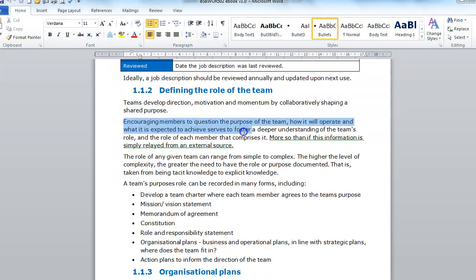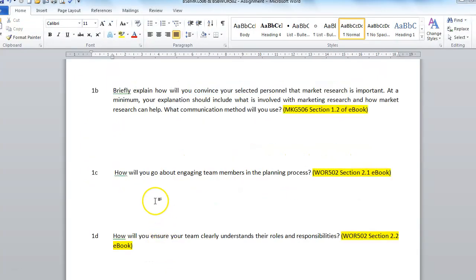So you want to encourage members to question the purpose of the team and how it will operate. So you just want to make sure that you're giving them an opportunity to help plan the project as well, because then they have ownership to it. So I think using that section to answer question 1C is better. So I'll just change that there. So it's 1.1.2.